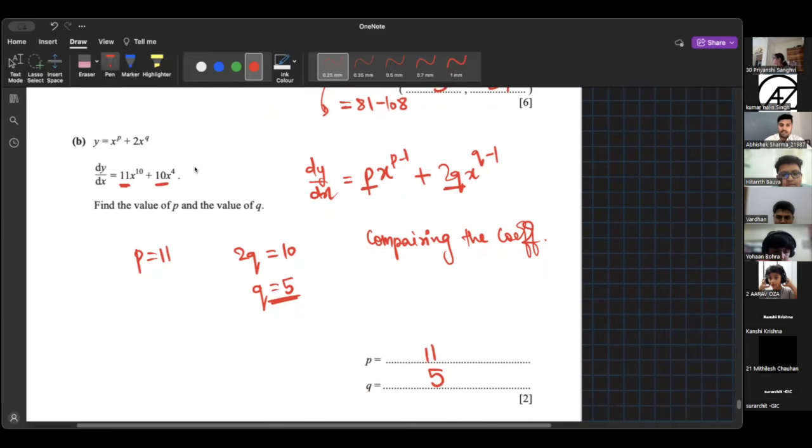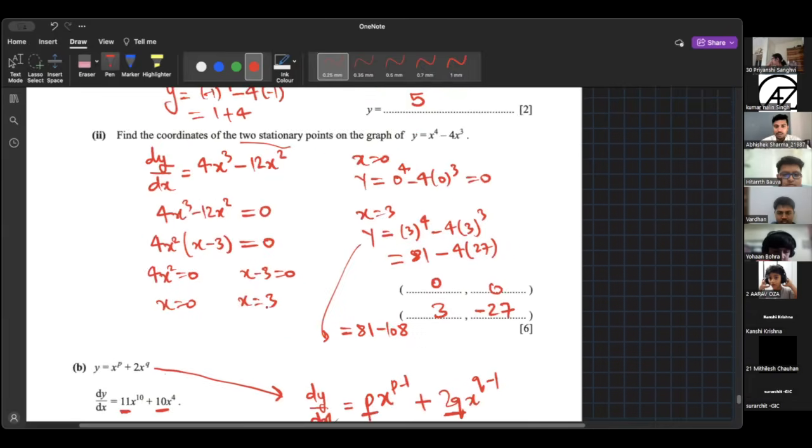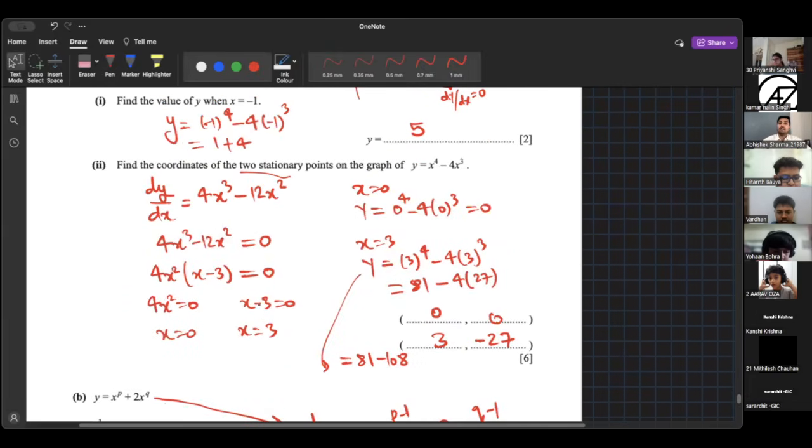Yes, we differentiated the function. This function we just differentiated. It was in the form of variable. And then using the method of comparing the coefficients, we are comparing p with this, p is 11. 2q is 10 over here. 2q is 10, q is 5. We are writing the answer 11 and 5. Done? Okay. So with this, we are done with the entire paper.